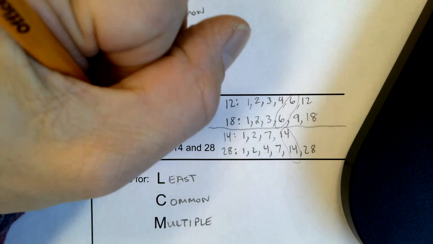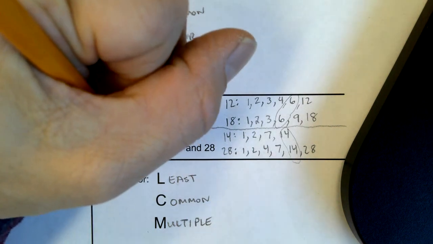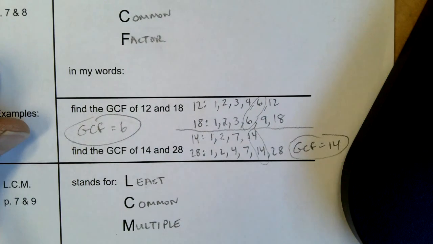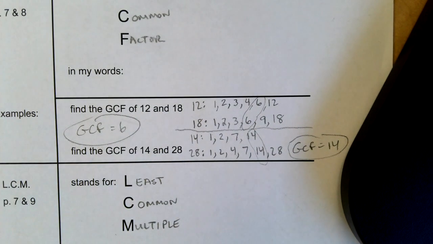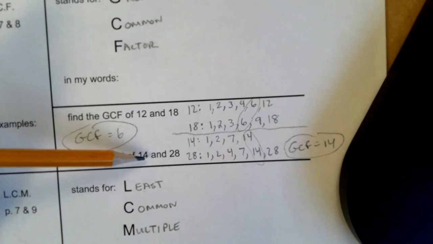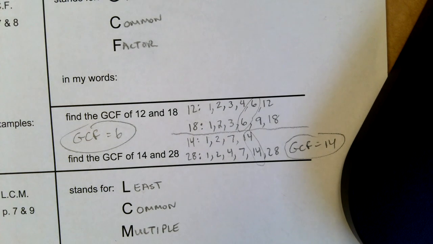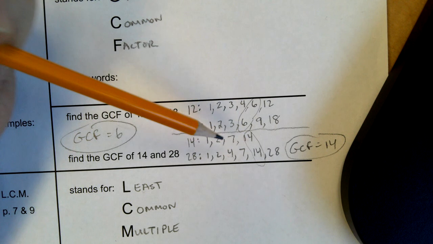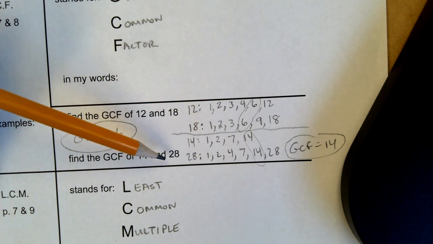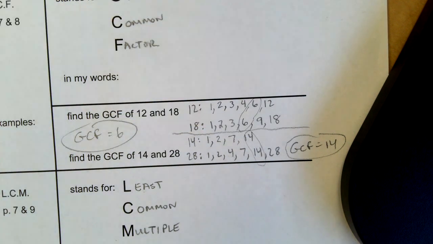So the GCF, where am I going to write this? GCF equals 14, and that is how you would write your answer. So again, using that shorter method, if I go to the smaller number and think of things that will go into 14, 14 goes into 14. Does 14 go into 28? Boom, then you're done. That's how that works.